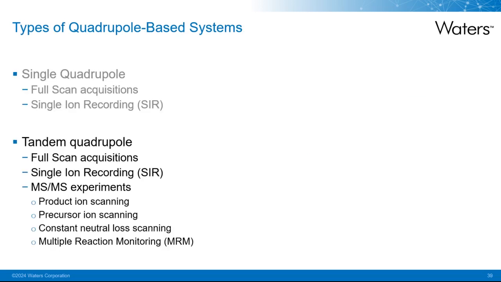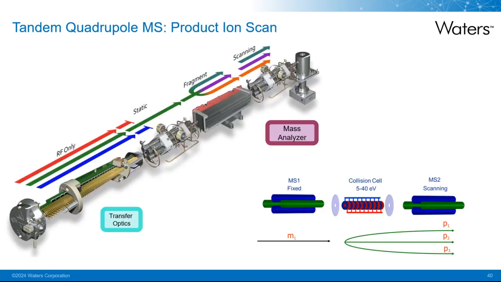So again, with a tandem quadrupole, as with a single quadrupole, you can do full scan acquisitions and single ion recording, but you can also do MS/MS experiments too. And we'll talk about a few of those now. We've got product ion scanning, precursor ion scanning, constant neutral loss scanning, and multiple reaction monitoring. Product ion analysis involves fragmenting a known precursor ion and scanning a range of product ion masses to observe the effect of fragmentation, and this is the traditional MS/MS experiment.